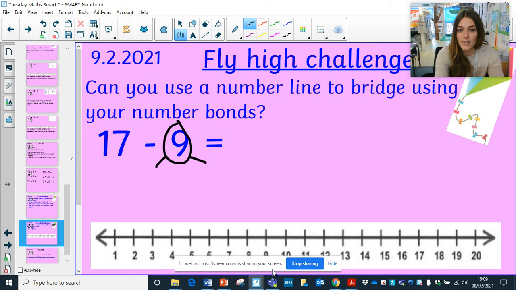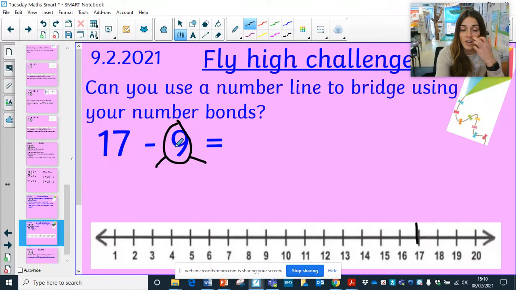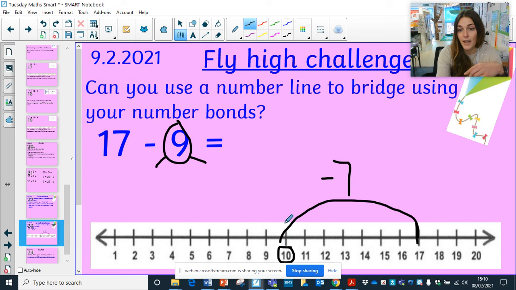So if we start at the number 17, okay, we need to subtract 9. When we're subtracting 9 from 17, you might know what number we need to get to 10. Okay, so we might know that if we take 7, that gets us to 10. Okay, so if we minus 7 from 17, that gets us to 10.